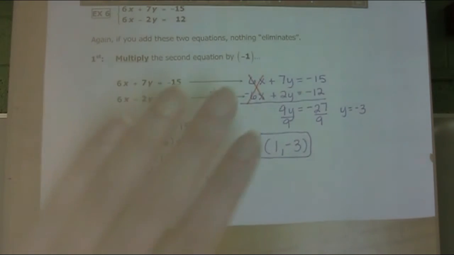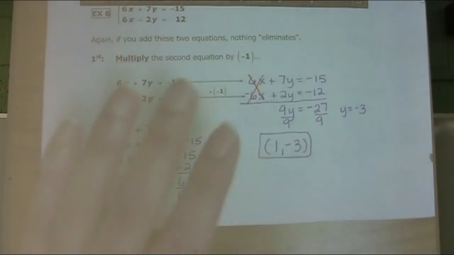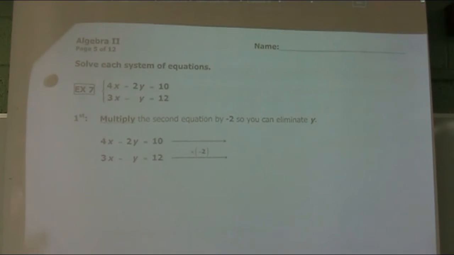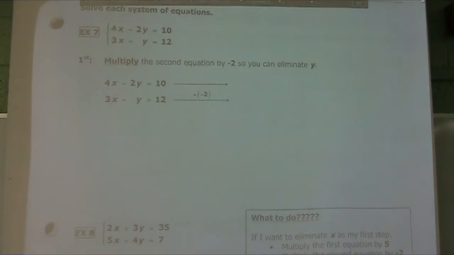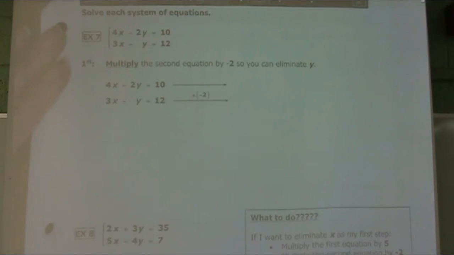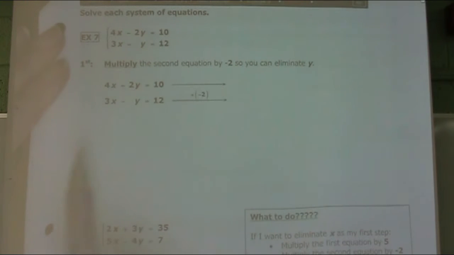So far, in the two examples where we had to multiply, we multiplied by -1. But you could multiply by anything. So let's go to the next example and show how we could choose anything to multiply by. In this example, if we just add the equations the way they are, we have 7x and -3y. Nothing eliminates.